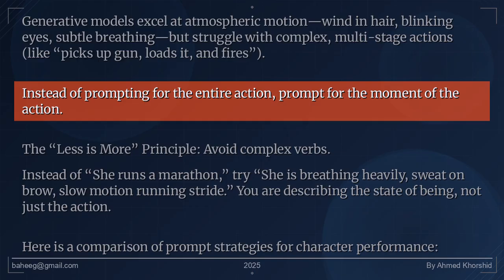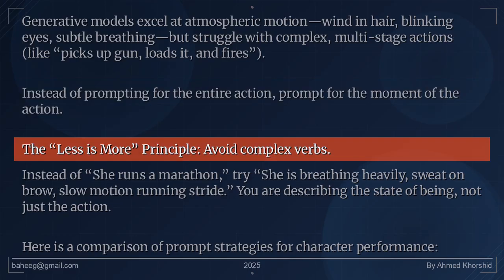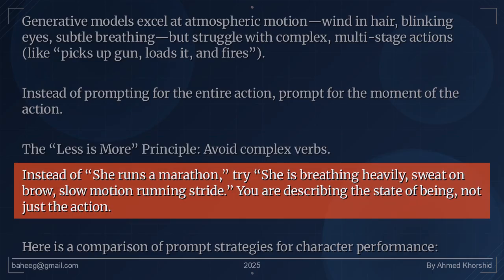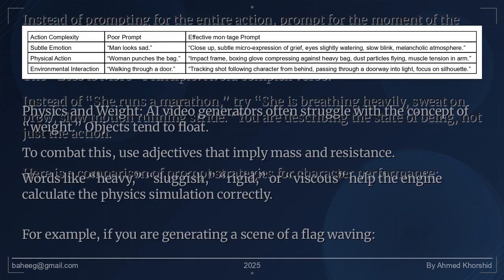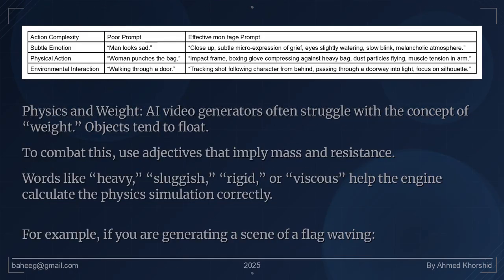Instead of prompting for the entire action, prompt for the moment of the action. The less is more principle: avoid complex verbs. Instead of she runs a marathon, try she is breathing heavily, sweat on brow, slow motion running stride. You are describing the state of being, not just the action. Here is a comparison of prompt strategies for character performance. Action complexity, poor prompt, effective Montime's Tage prompt.